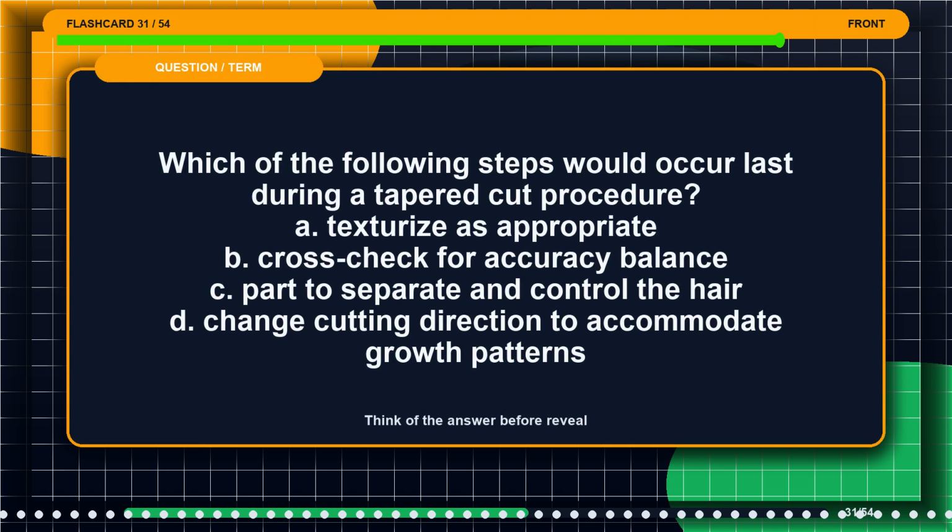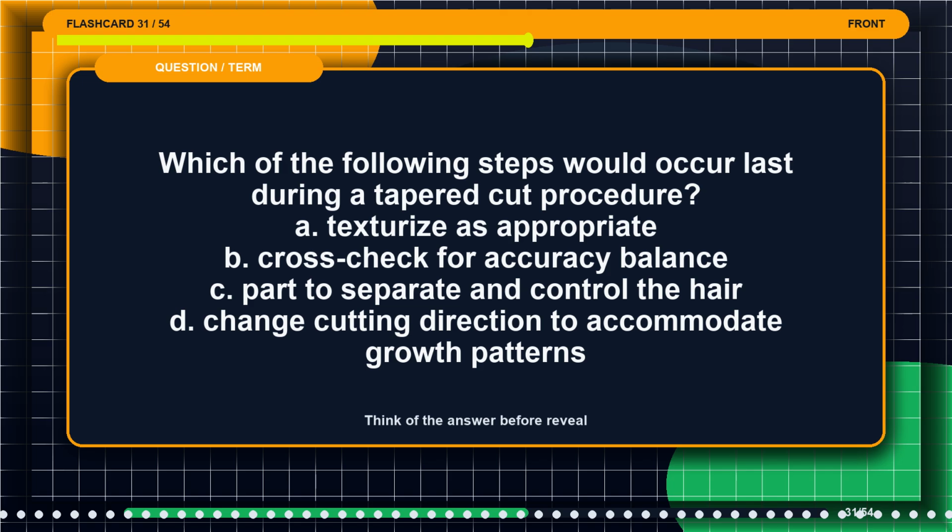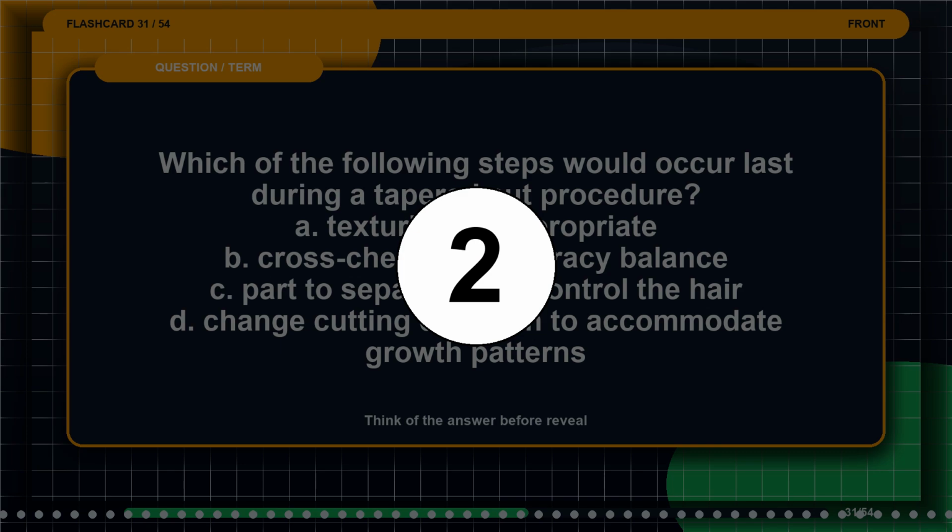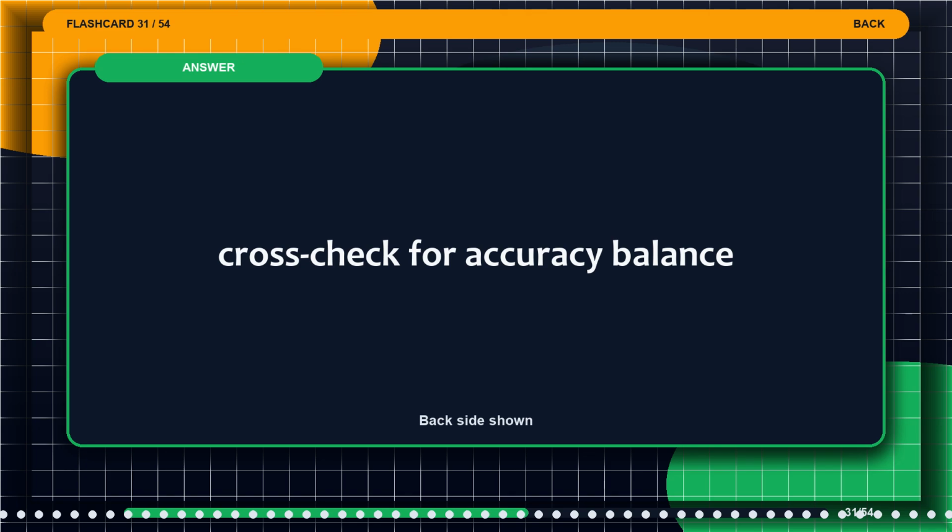Flashcard 31. Which of the following steps would occur last during a tapered cut procedure? A, texturize as appropriate; B, cross-check for accuracy, balance; C, part to separate and control the hair; D, change cutting direction to accommodate growth patterns. Pause and think of the answer before the reveal. The answer is cross-check for accuracy, balance.